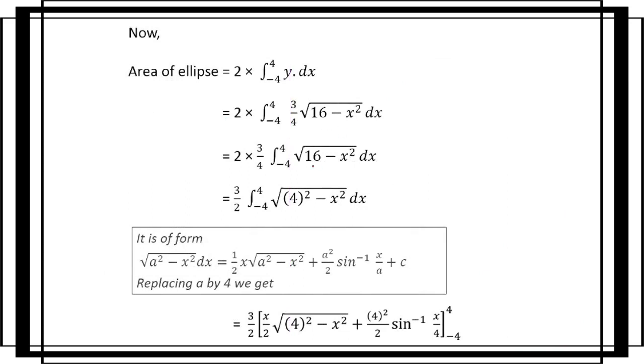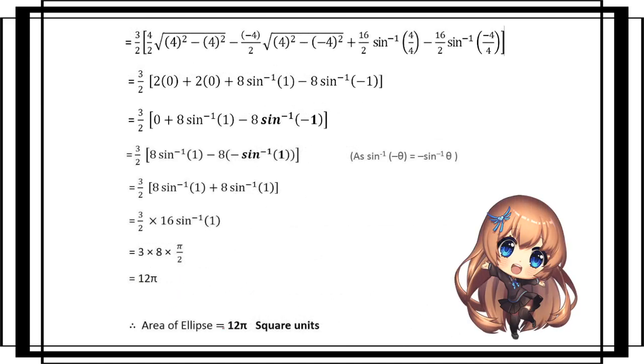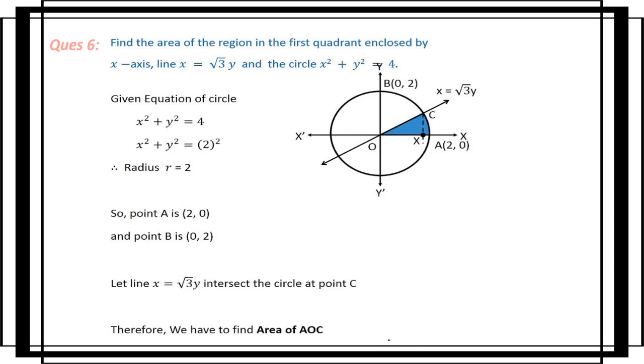Put the value here. 16 can be written as 4 square minus x square, and this is a special type of function, and the integral of this function is equal to this. Now replacing a by 4, we get this thing, apply the limits and get the answer. And 12 pi square units is the final answer, which is the area of the ellipse.